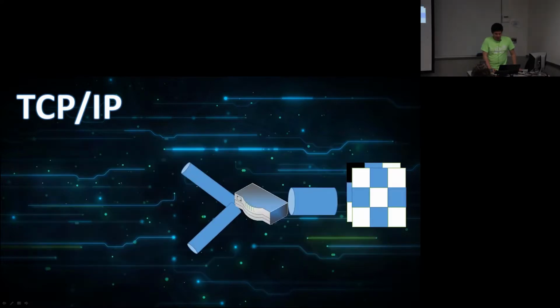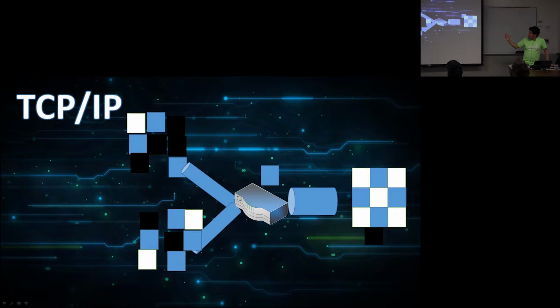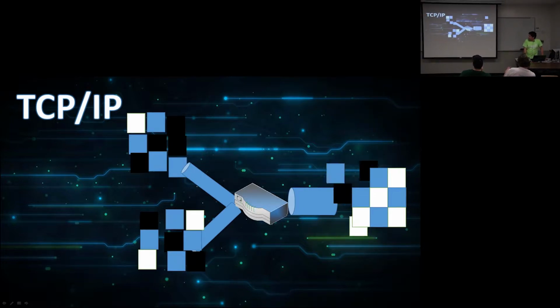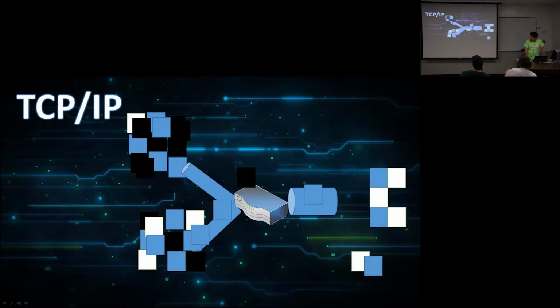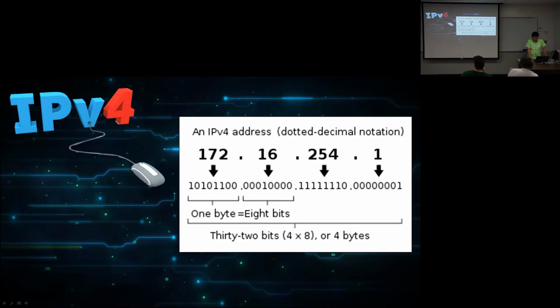So the basic animation for this is we have a bunch of data. It can route to the individual host and actually make it in one piece eventually to its final destination. And the IP side of it, which we call IPv4, is the routing side of it.